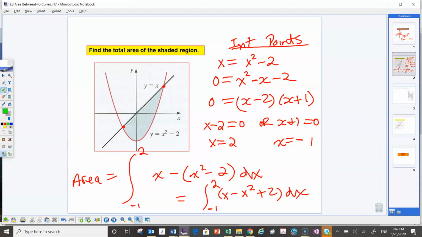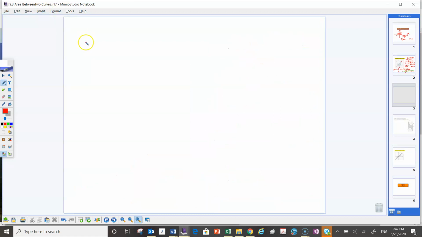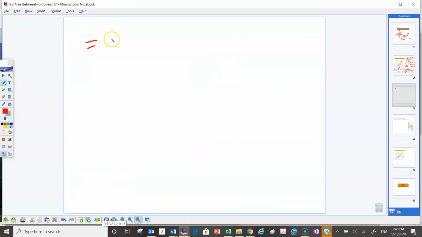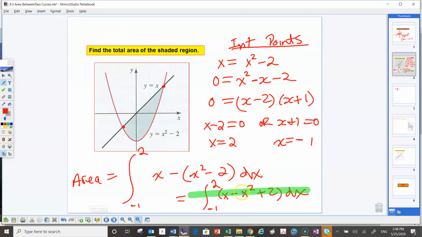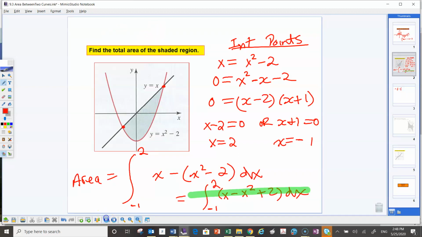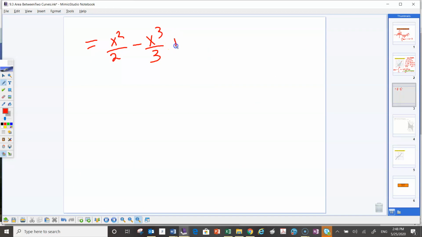And now I'm back to what I did in section 8.4. I'm just evaluating a definite integral. But the answer to that definite integral is going to be the area bound by these two curves. So this is going to equal, if I integrate x, I get x squared over 2 minus the integral of x squared, which is x cubed over 3, and the integral of 2 would be 2x. And my limits are going from negative 1 to 2.